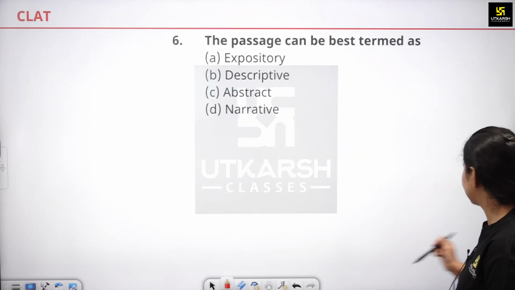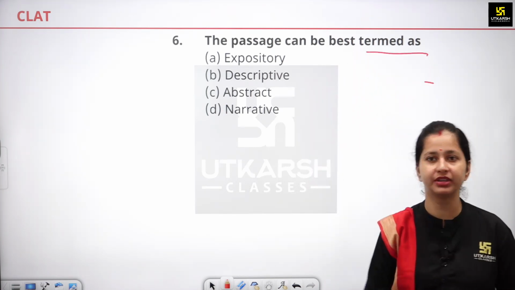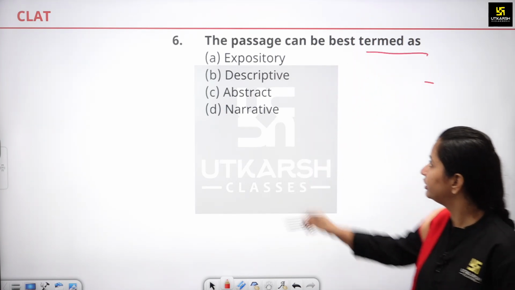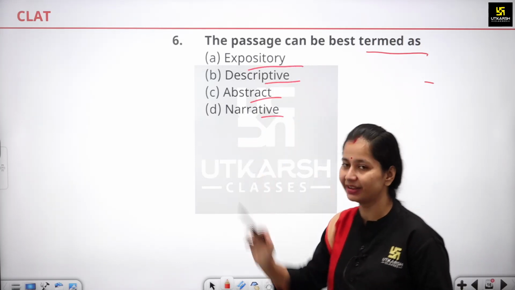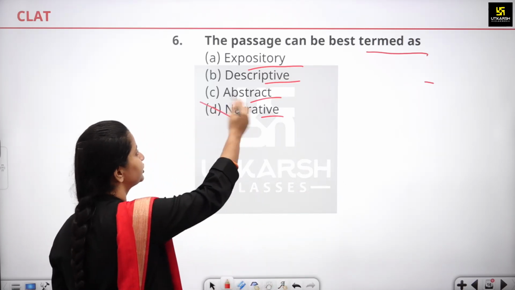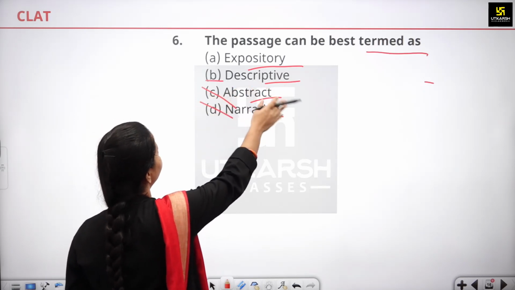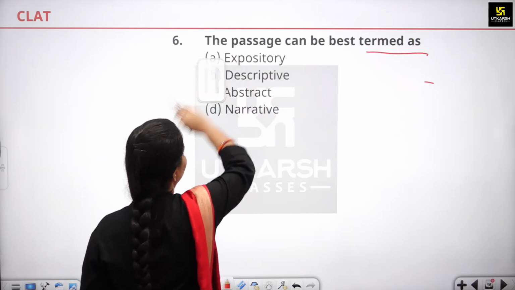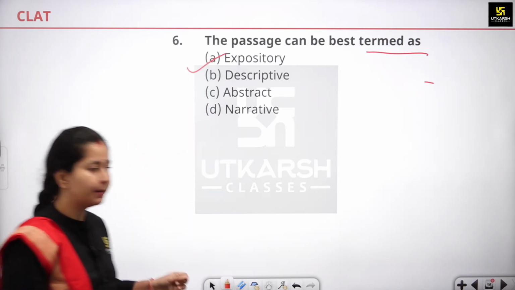So this was the passage. Now follows the question. The passage can be best termed as. Passage को हम किस तरह से term कर सकते हैं? Whether it is expository, whether it is descriptive, whether it is abstract, whether it is narrative. Was it narrative? No, it wasn't narrative. Was it abstract? No, it wasn't abstract. What is descriptive? Kind of descriptive, but it was more or less, there were facts and figures. That's why we can say that it was an expository kind of passage basically.